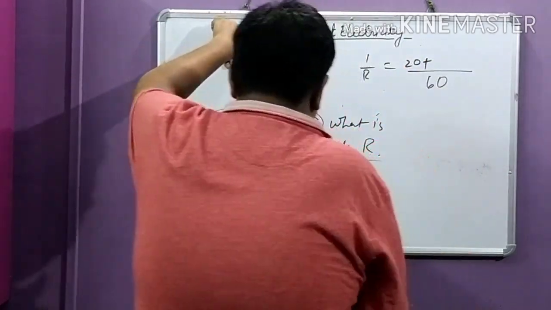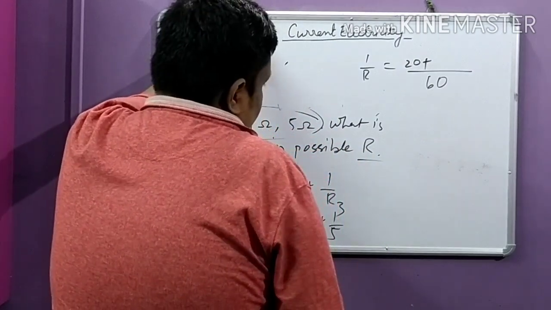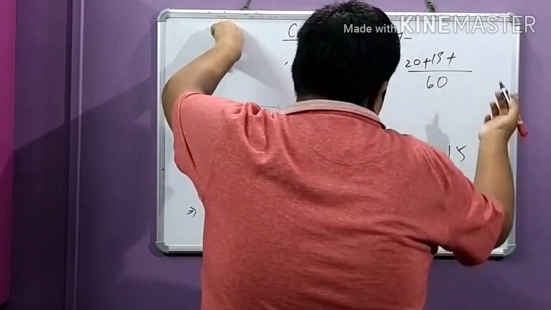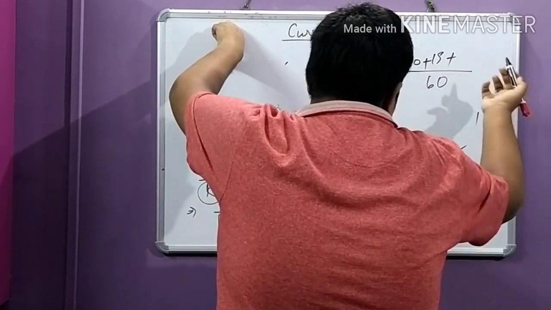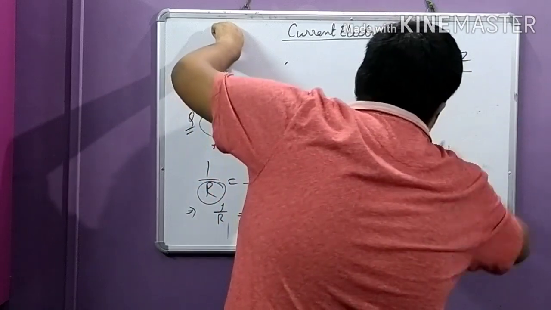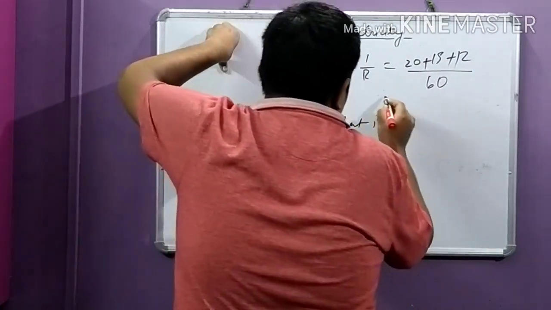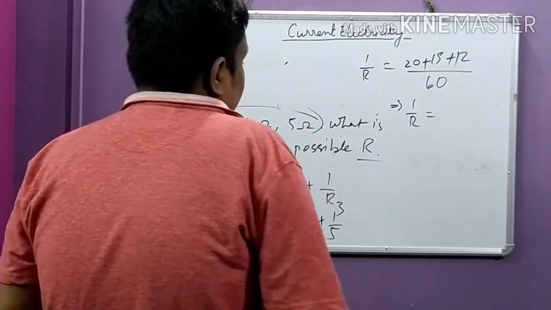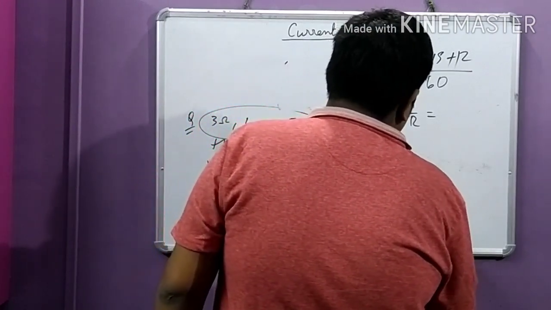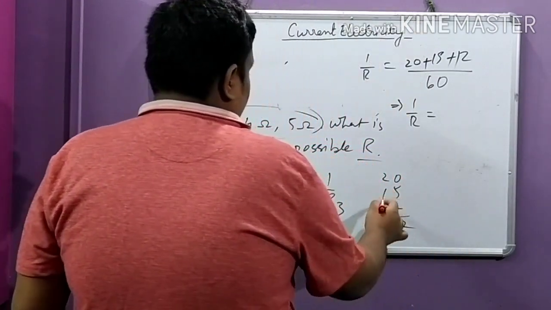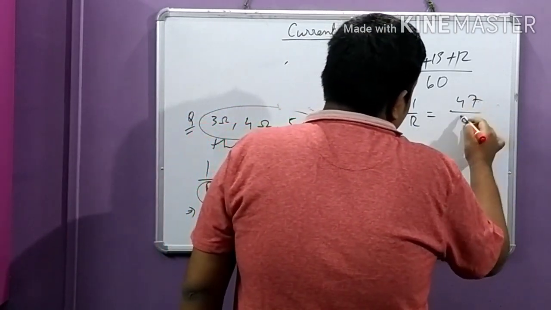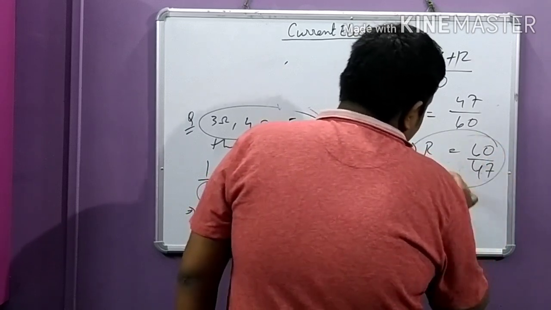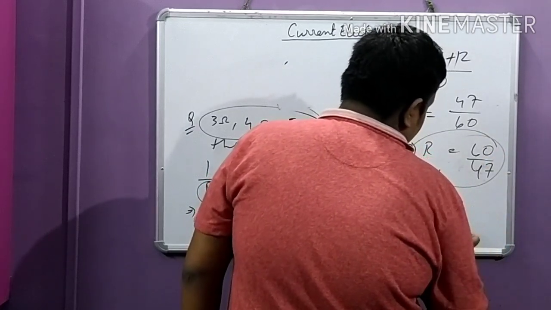20 plus 4, 4 15s are 60, and 5 12s are 60. So this is what 1 by R is. So 1 by R equal to 20 plus 15 plus 12, that is 47, 47 by 60. So R will be 60 by 47. So this is the minimum possible resistance.